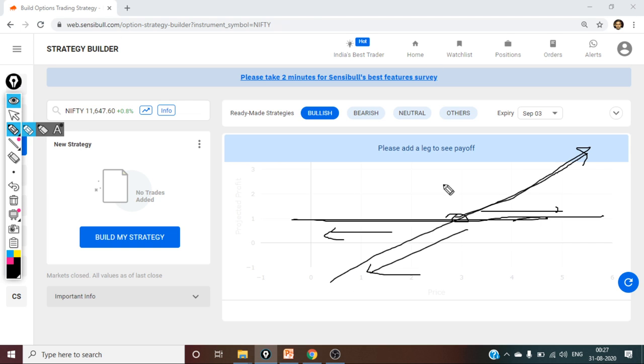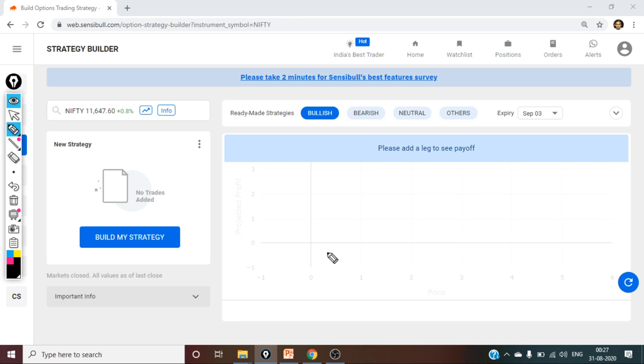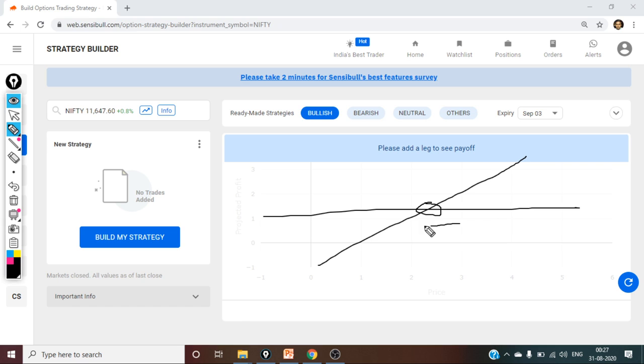You buy a stock and you hold it, but you don't want to sell it right now, and something bad happens. You think the stock price will fall. So what do you do? You buy a put option to protect that stock. That is called a protective put.